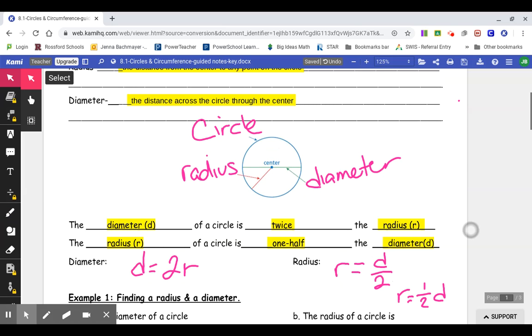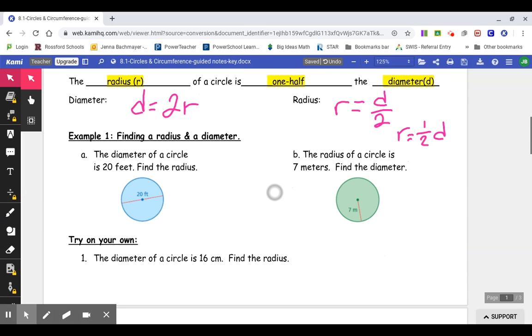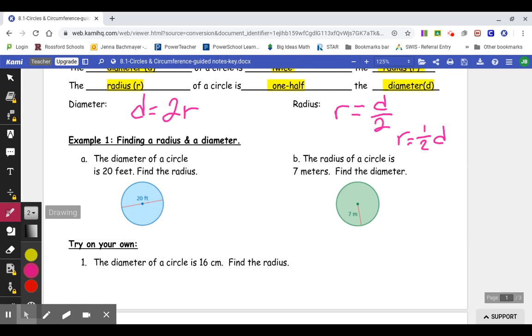All right, let's look at our first example. It says the diameter of a circle is 20 feet. We need to find the radius. So to go from diameter to radius, I'm going to use this formula over here. Radius equals 1/2 the diameter. The diameter is all the way across. It is 20 feet. I want to take 1/2 of that, and that's going to give me 10 feet. So my radius equals 10 feet.